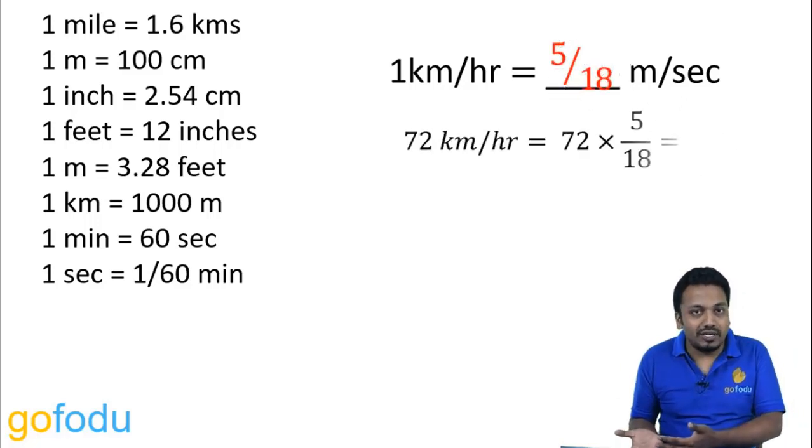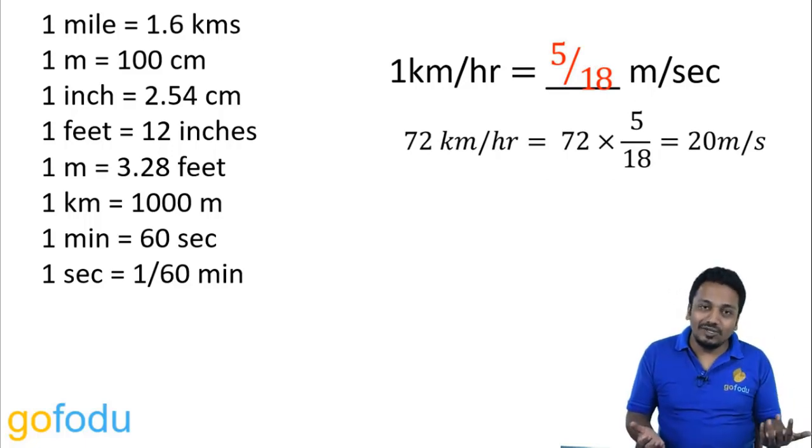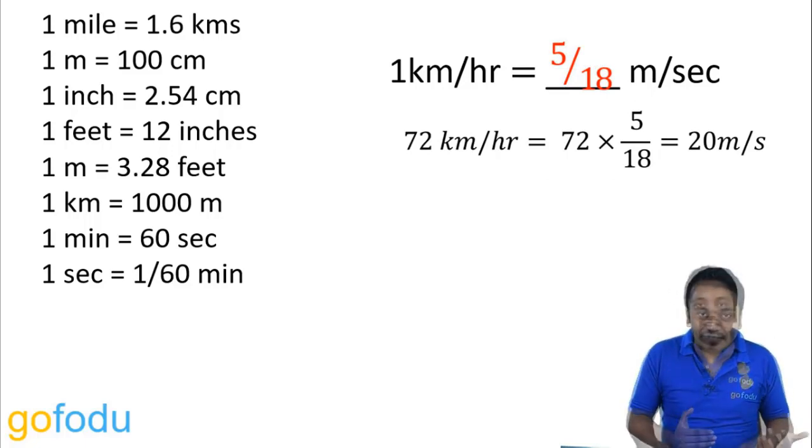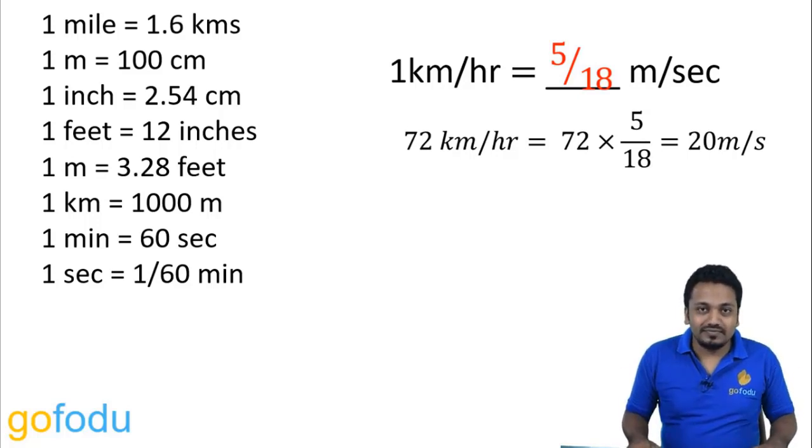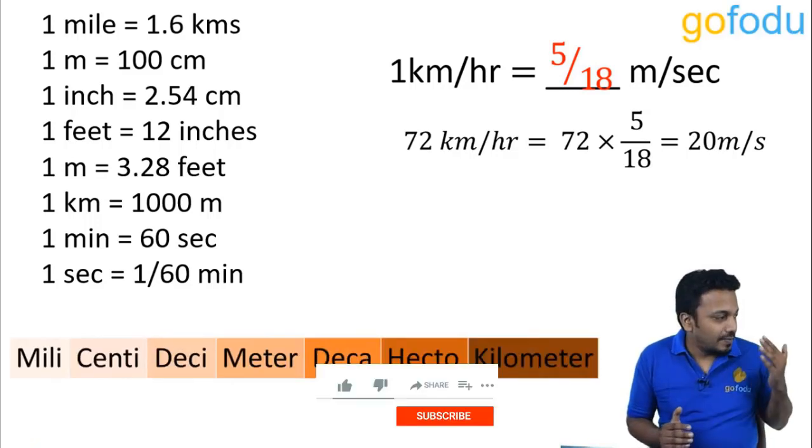And 72 kilometer per hour will be 72 into 5 upon 18, that is 20 meter per second, and so on and so forth. One more interesting conversion is this one.